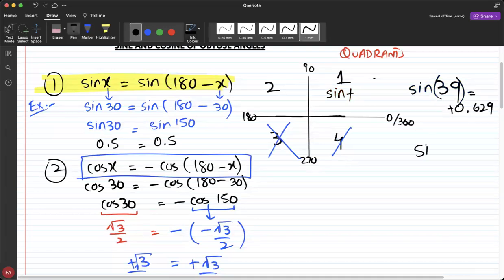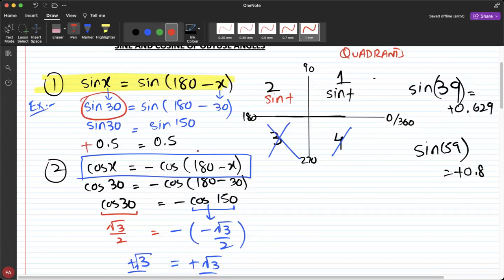Take any other number. Maybe take sine of 59. Sine 59, what does that give you? That also gives you positive 0.8. What I'm trying to teach you over here is that if you take the sine of any value in between 0 and 90, you will get a positive answer. The same rule applies when it comes to 90 and 180 as well. The sine value in this quadrant is also positive. That means the first example where I took sine 30, it gave me positive 0.5.